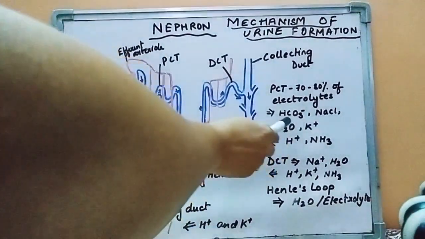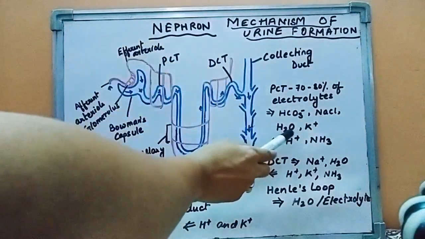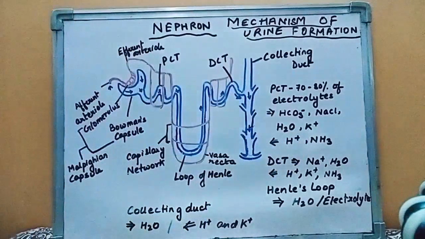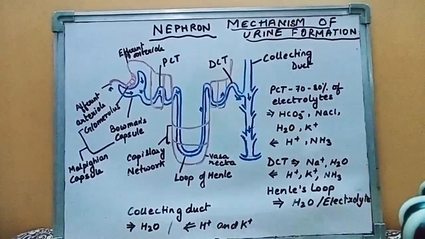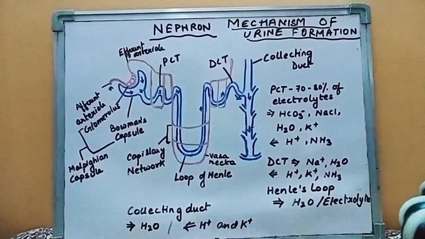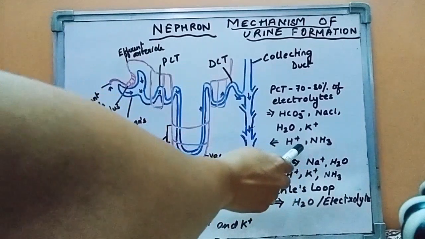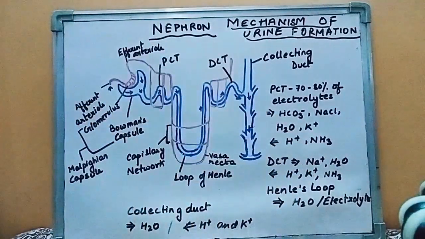That is ions like bicarbonate, electrolytes like sodium chloride, water, and potassium ions. So the maximum amount of water gets reabsorbed in the PCT. And what are the ions which help in tubular secretion? That is hydrogen and ammonia.